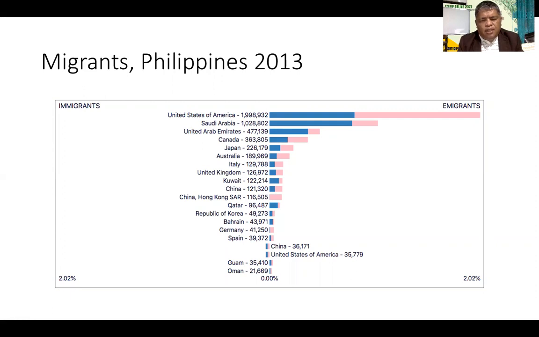However, in immigrants, there are only Chinese, 36,171 who came to us. And then United States of America, there are 35,779. Then you can see the different countries or nationalities that go to the Philippines and go out of the Philippines. That is the difference. We have more going out rather than coming into our country. Many go outside the country.